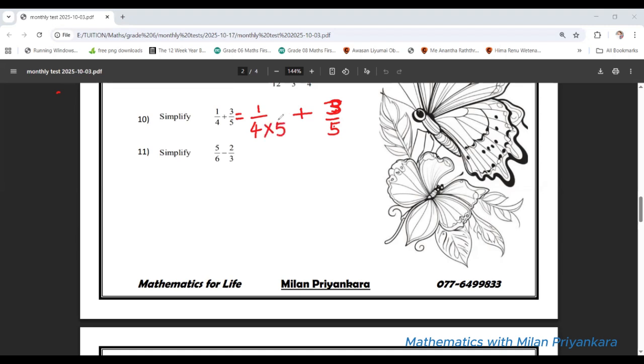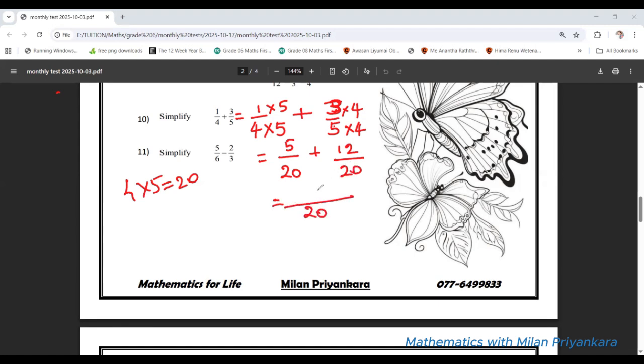For that, we have to multiply this by 5, and this also by 5, and this by 4, and this also by 4, because we want to make 4 into 5 is 20. So we want to make the common denominator. That's why we multiplied by 5 and 4. Here we get 1 into 5 is 5, 4 into 5 is 20, plus 3 into 4 is 12, 5 into 4 is 20. Now we have common denominator 20 and 5 plus 12, which is equal to 17 over 20. Our answer is 17 over 20.